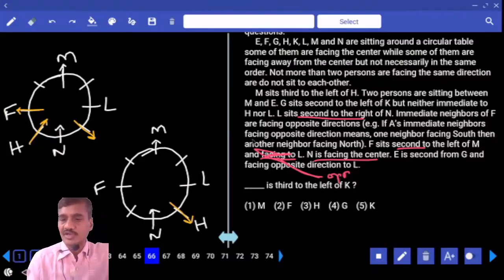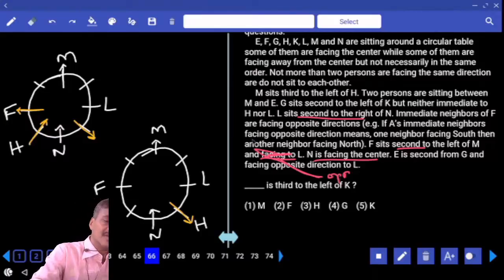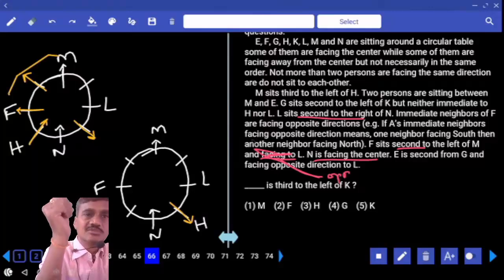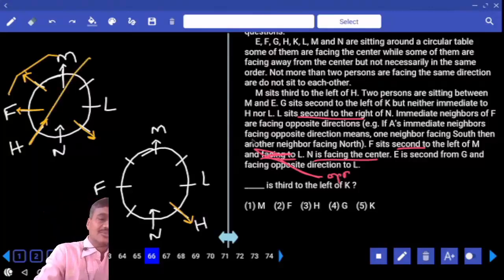Immediate neighbors of F are facing opposite. Opposite means H is facing towards the center. This person must be away from the center, as this person is away. Now first case, look, and these 3 persons are facing the same direction. Is it possible? This case is completely ruled out.